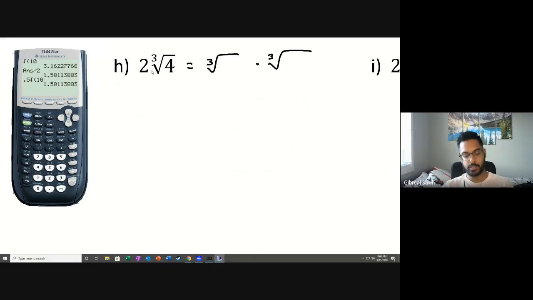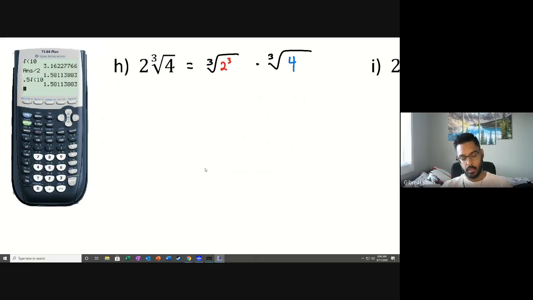Now our coefficient, once I place it from the outside of that radical to the inside, the index gets applied to it as an exponent. So since this is a cube root, we're going to cube that coefficient. So 2 cubed. The one that was underneath the root sign stays.